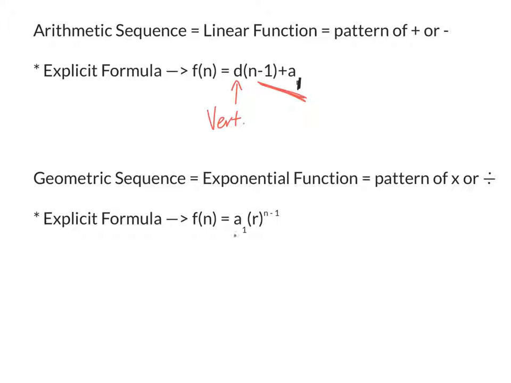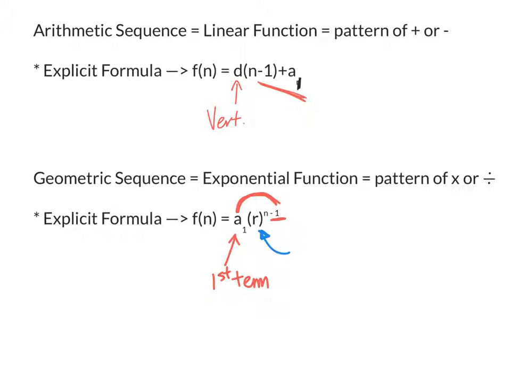So this a of 1 is exactly what it was the last time. This is the first term. And notice that the n minus 1 this time is an exponent. So these two things together are what's making your starting point. If that had said n minus 5, that would have meant the fifth term, right? Not the first term.